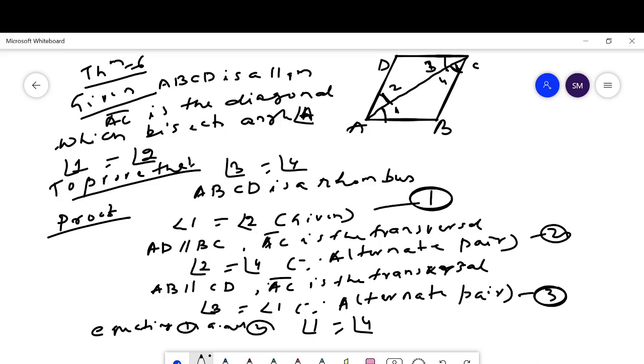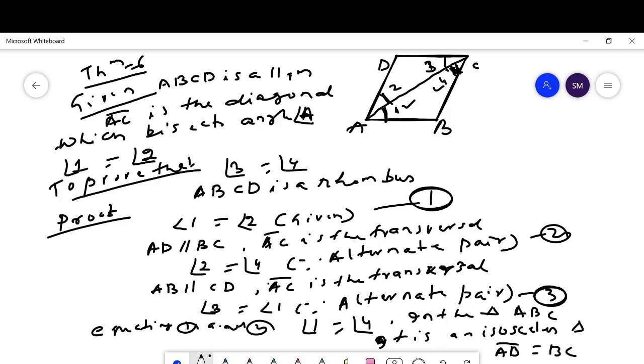As angle 1 is equal to angle 4, consider the triangle ABC. The measure of angle 1 is equal to the measure of angle 4. This means ABC is an isosceles triangle. Then AB is equal to BC, as this angle measure is equal to this angle.